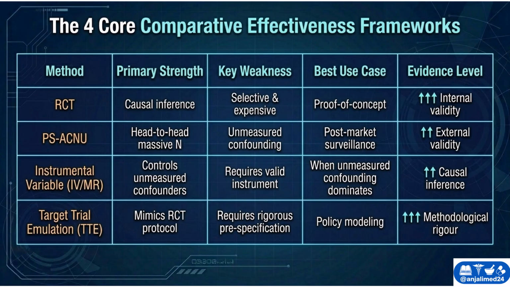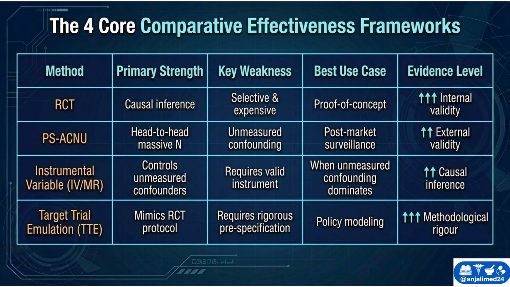Second is the PSACNU framework, propensity score active comparator new user design, which we have focused on throughout this lecture. Its major advantage is the ability to compare treatments head to head in massive real world populations. This provides strong external validity and highly practical post marketing evidence. However, it still does not fully eliminate unmeasured confounding.